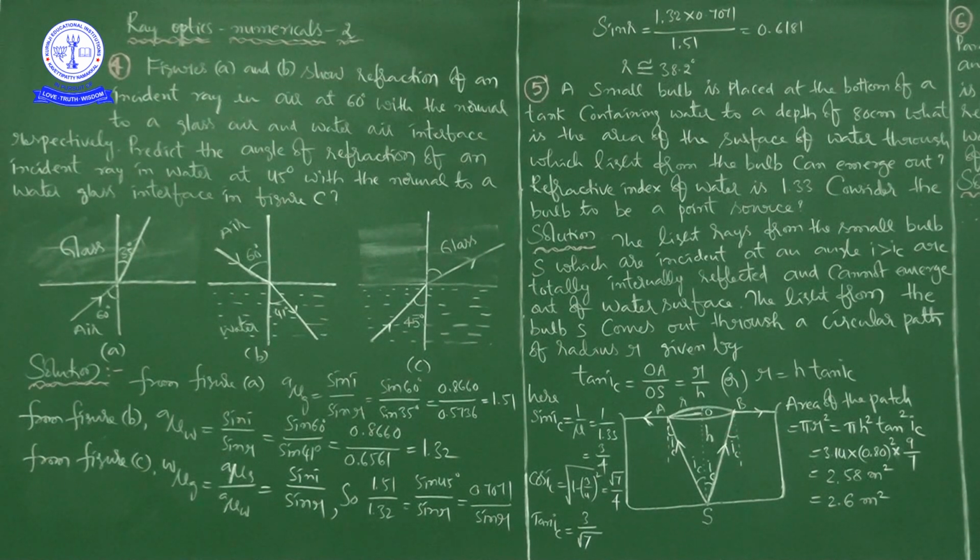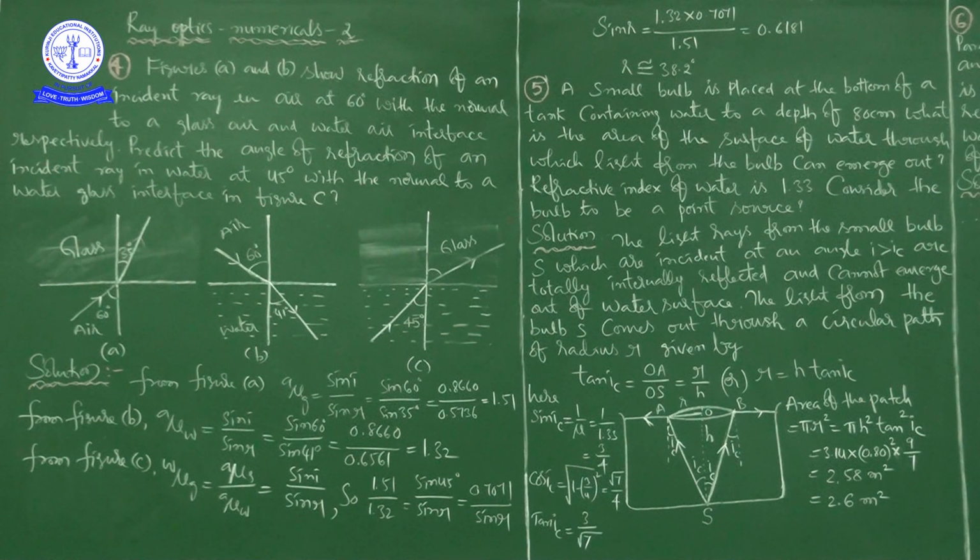Light from the bulb can emerge out, right? So it is this area we have to find. The refractive index of water is 1.33. Consider the bulb to be a point source, right?